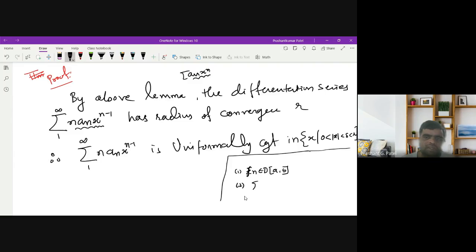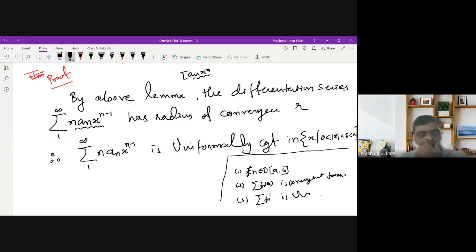The second condition: summation of Fn(x0) is convergent. That means for some x0 in the domain, it has to be convergent. And the third condition is that summation Fn dash is uniformly convergent. This is the third condition. Then term by term differentiation is possible.